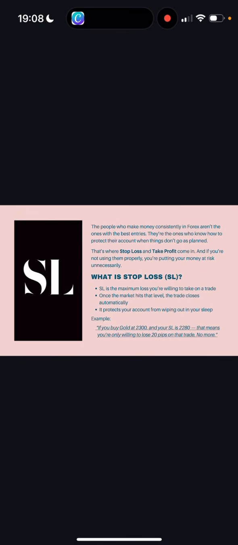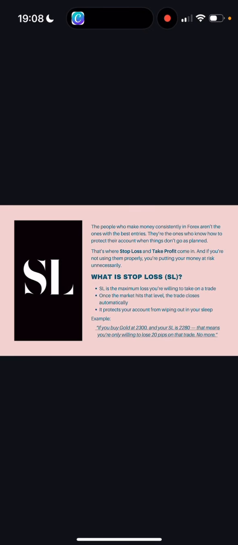So if you buy gold at 2,300 and the SL is 2,280, that means you're only willing to lose like 20 pips, which is $20. Actually, that's not 20 pips. That's actually 200 pips. Sorry, that was a typo. But you get the point.